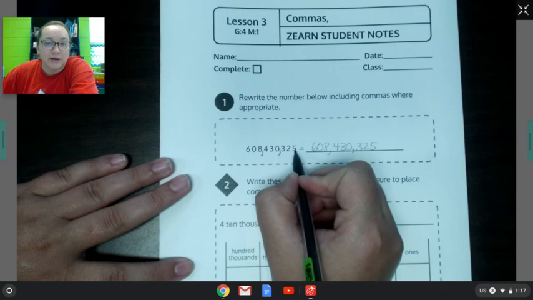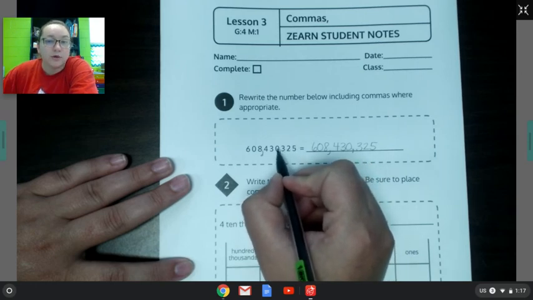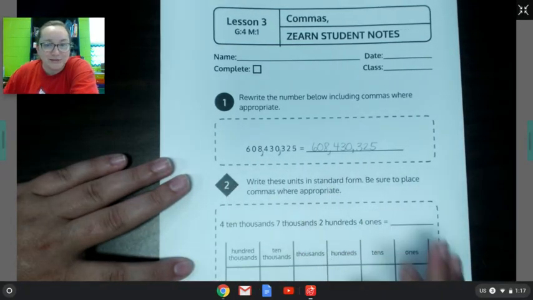Okay. Now, when you go ahead and put commas, you have to make sure you start at the ones place and you count 3 over. So 1, 2, 3, comma. 1, 2, 3, comma. That's how we write numbers with commas.